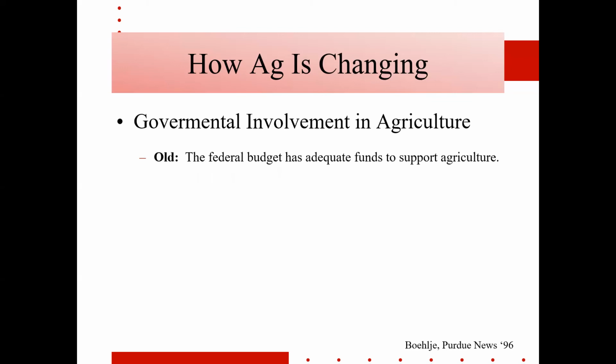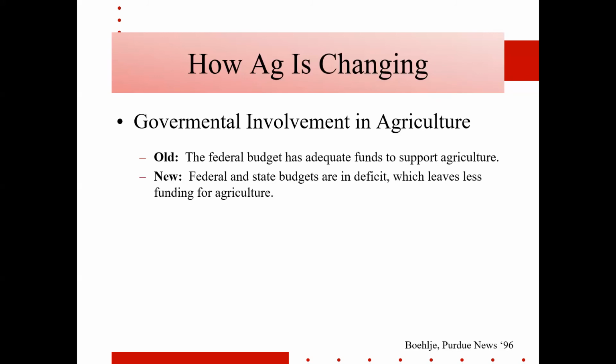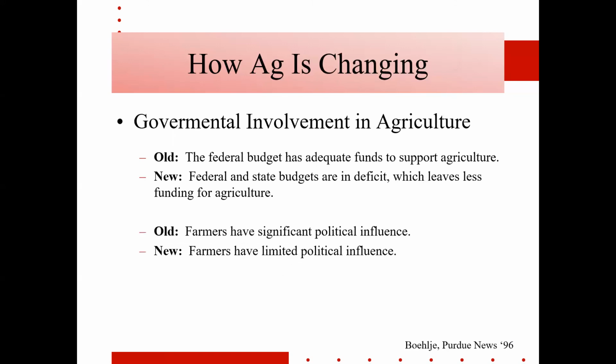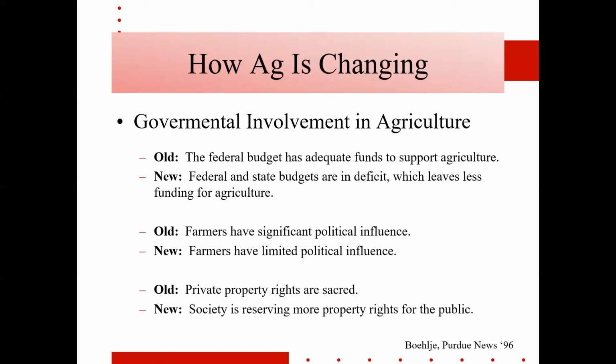Now, governmental involvement in agriculture as a paradigm shift, right? We talk about the federal budget. It has adequate funds to support agriculture. Now, if you've been following that, you know that that's not quite as strong of a financial support as it used to be. Perhaps a newer model, as of 1996 anyway, is that federal and state budgets are in deficit, which leaves less funding for agriculture. Farmers have significant political influence, whereas perhaps throughout most of the country, that political influence has become less and less so over the past century. Private property rights are sacred, versus society is reserving more property rights for the public.